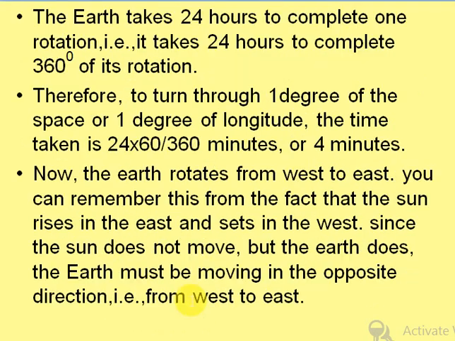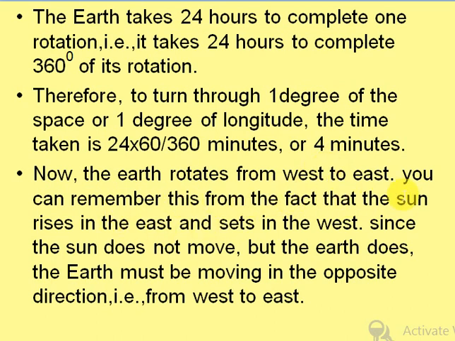We have already discussed this in the previous module in more detail. So this is just a revision for you. The earth takes 24 hours to complete one rotation, that you know. It takes 24 hours to complete 360 degree of rotation. Therefore, to turn through 1 degree of longitude, the time taken is 24 into 60 divided by 360 minutes. So it comes to around 4 minutes. So 1 degree is equal to 4 minutes. Remember it, 1 degree is equal to 4 minutes.